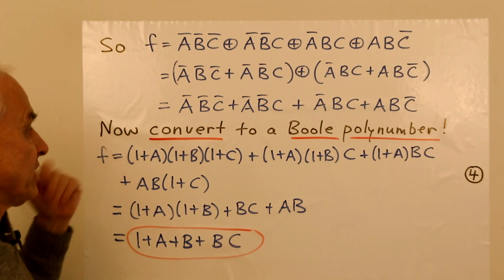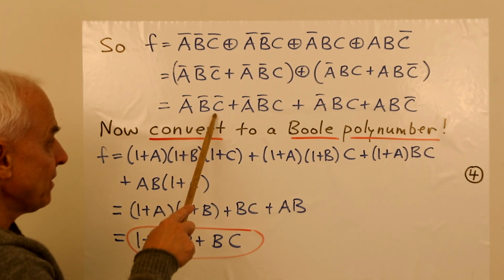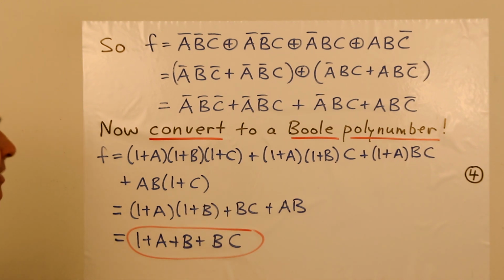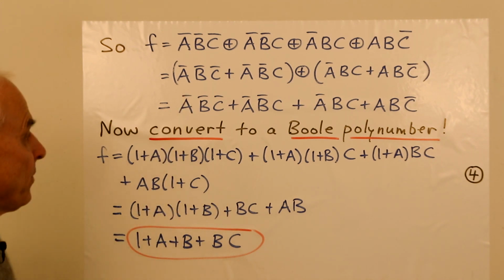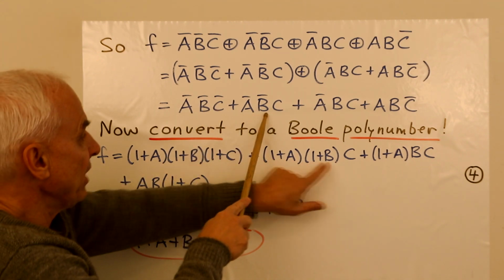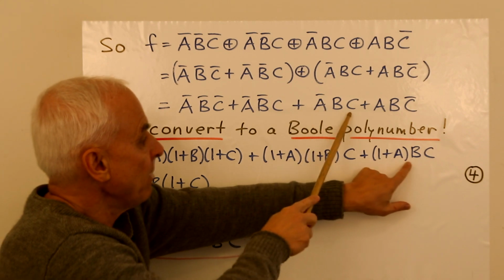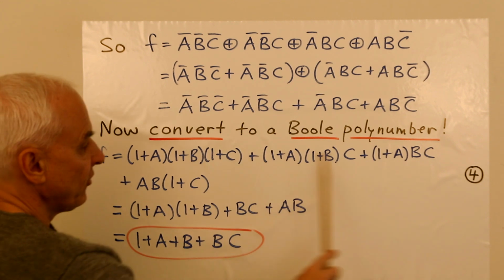Okay, so now it's easy to convert to a Boole polynumber, because we just have to convert these things into the Boole polynumber expressions. So a bar is 1 plus a in the algebra of Boole, 1 plus b, 1 plus c, here 1 plus a, 1 plus b, c, here 1 plus a times b, c, and here a, b, 1 plus c. Now we have to simplify this.